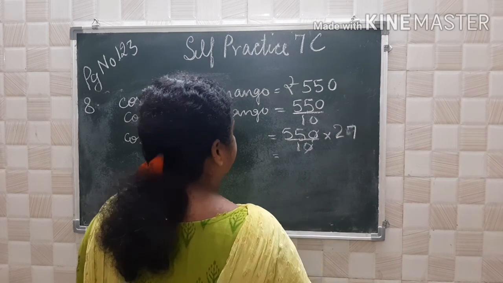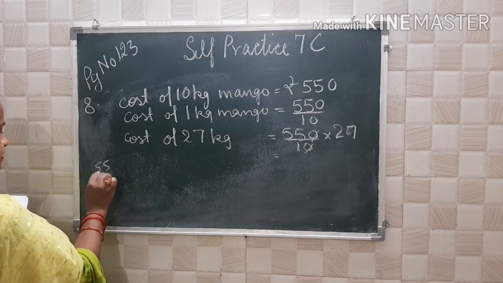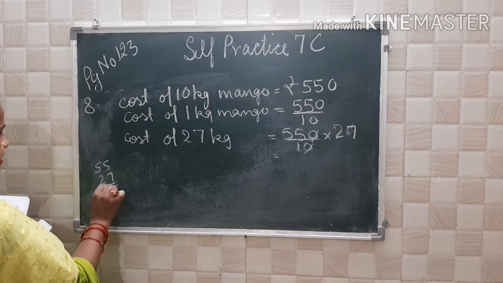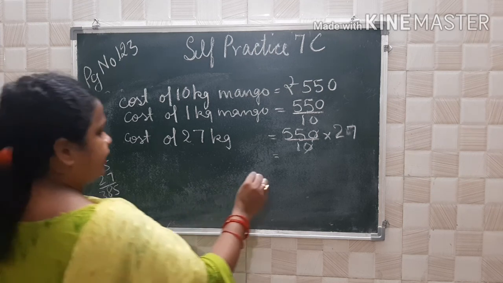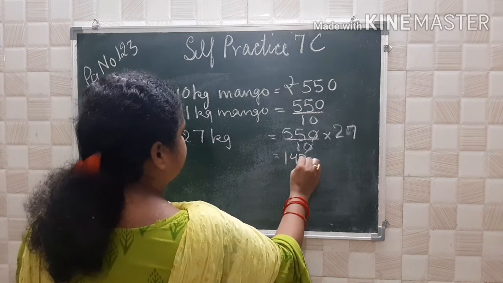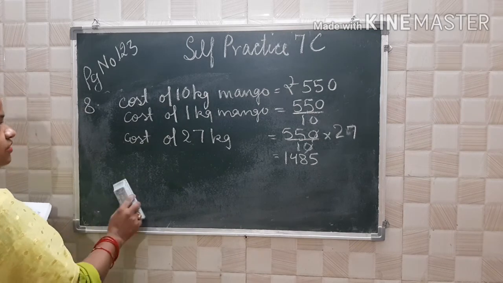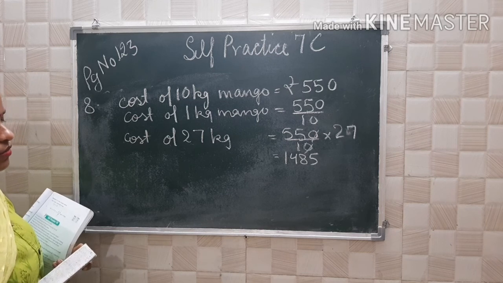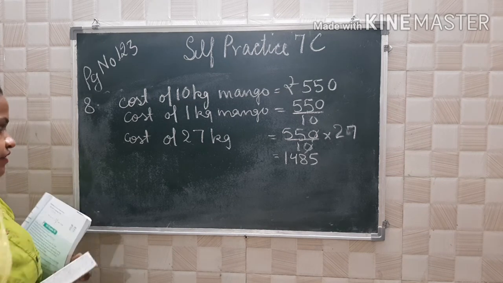So what you will get? How much it will come? 55 into 27. 7 5s are 35. 5 2s are 10. 1485. What will be the cost of 27 kg? 1485. Okay. What will be the cost of 27 kg? 1485.